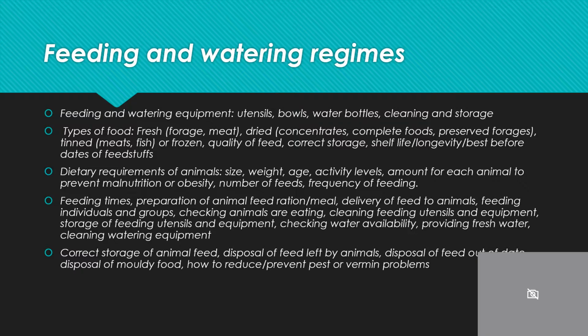Types of food that you will need to be able to provide will be fresh, whether that be foraged or meat, dried, and these would include concentrates, complete foods, and preserved forages, tinned to include meats and fish, frozen. You may also potentially deal with raw feeding for cats and dogs. However, that is up to practice protocol, and it would also need to be stored accordingly and safely. You'll be dealing with quality feeds and also feeds that the owner will provide from home, so this can vary.